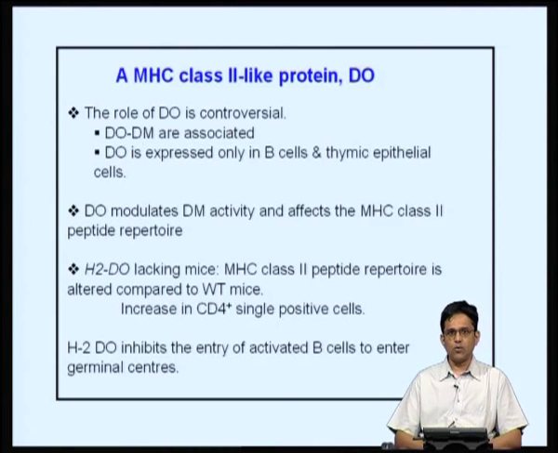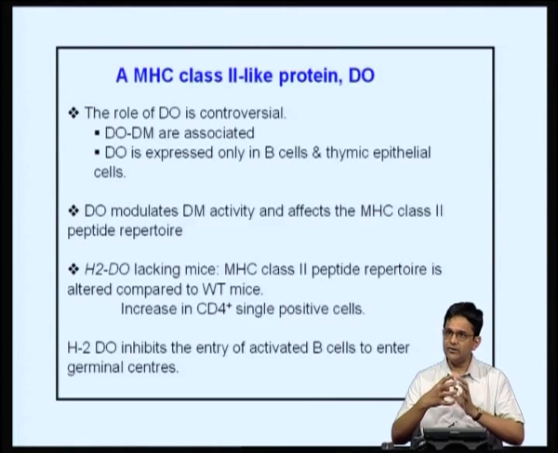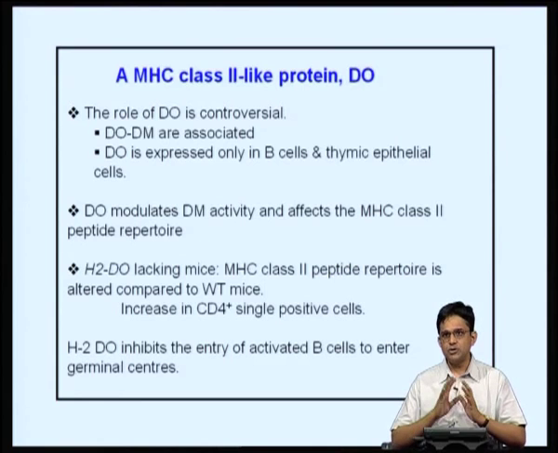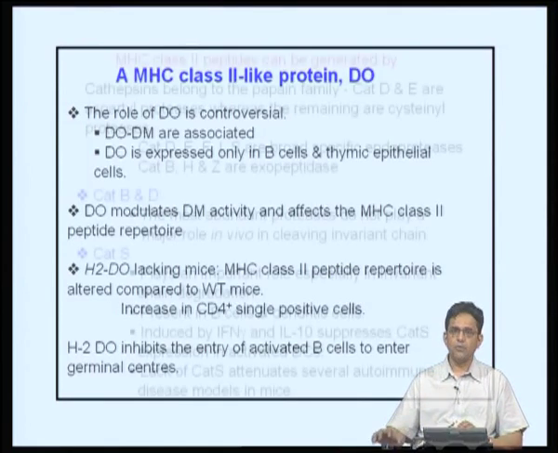Now, in recent days what has been found is DO inhibits the entry of activated B cells. Remember, it is expressed in B cells. So, it inhibits the entry of activated B cells into germinal centers, because in germinal centers you have the T and B cells being activated, and that is where actually the initiation of the immune response takes place. The B cells become responsive to the T cell cytokines, and so on. So, DO seems to be affecting that also.